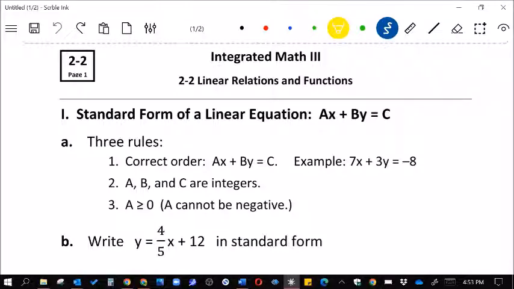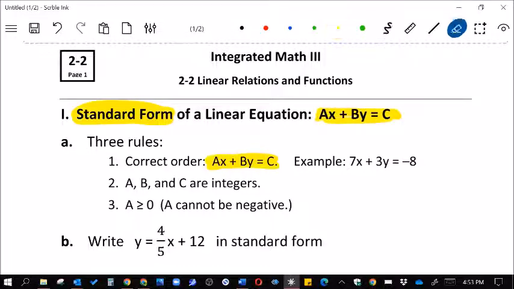Let's review some basic things about linear equations. In this lesson, the focus is on the standard form. In the standard form, this is what it needs to look like. This is the correct order.